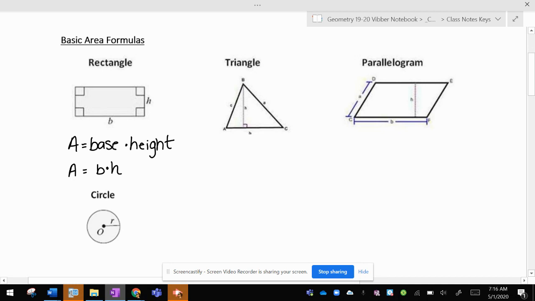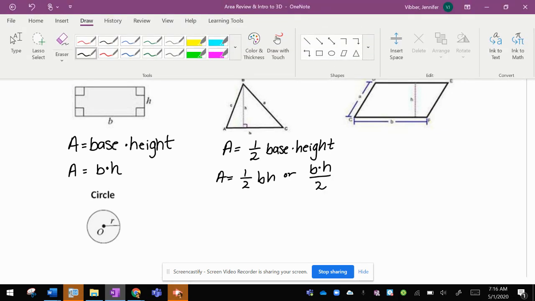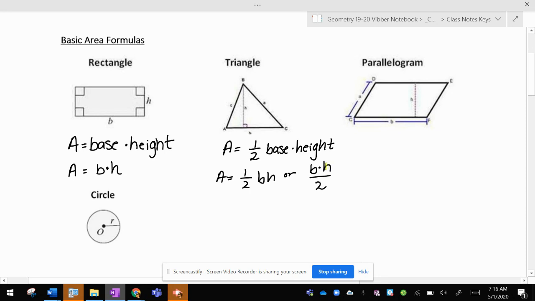Easy peasy. Then, if you want the area of a triangle, you probably remember that that is 1/2 the area of the base times the height. So you can write this as 1/2 BH, or you could write it as base times height divided by 2. Now, I've got to be honest. I've seen so many people try to do base times height divided by 2 for a triangle and then forget the divided by 2 part.